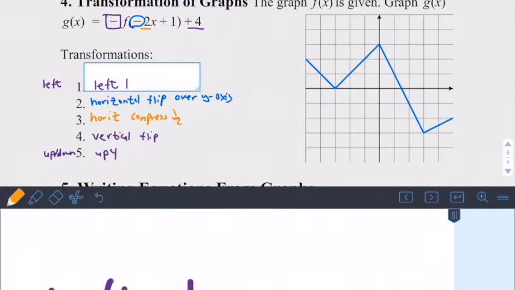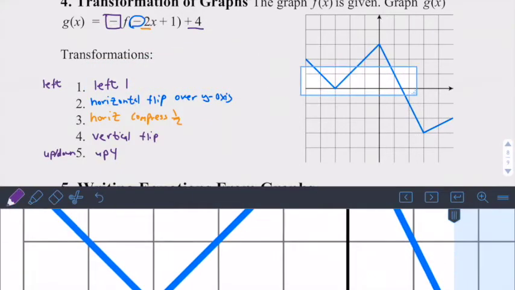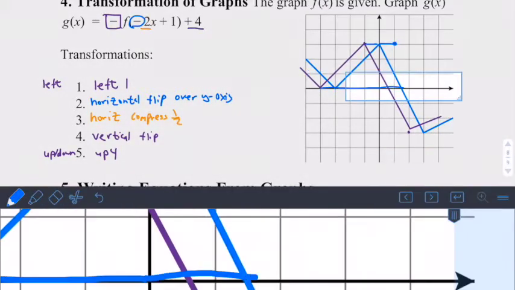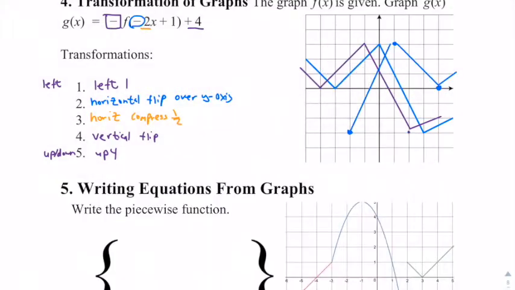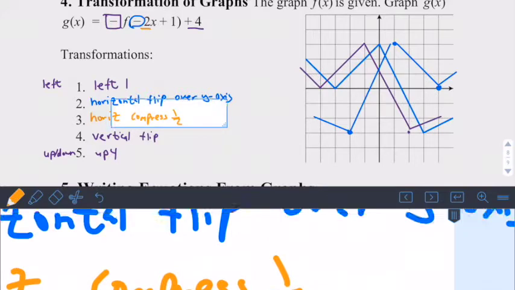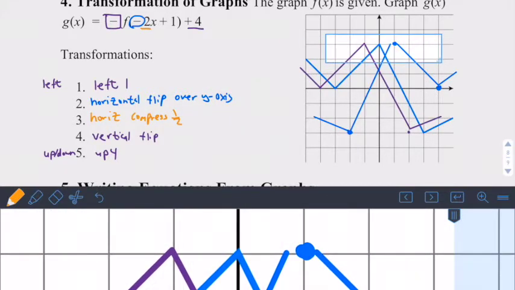So, one piece at a time. So we're going to move every point left 1. Now we're going to horizontally flip over the y-axis. Now I'm going to do my horizontal compress by 1/2. So all of those points, I'm going to move them half as far away from the line. Well, this is 1 away, so I'm going to move it half as far away.